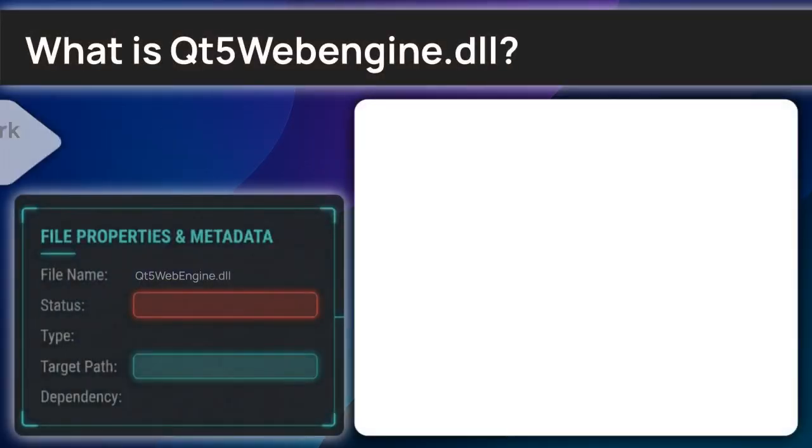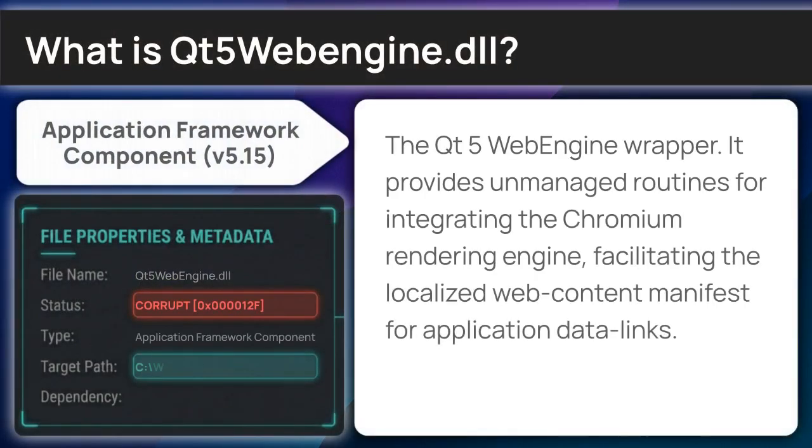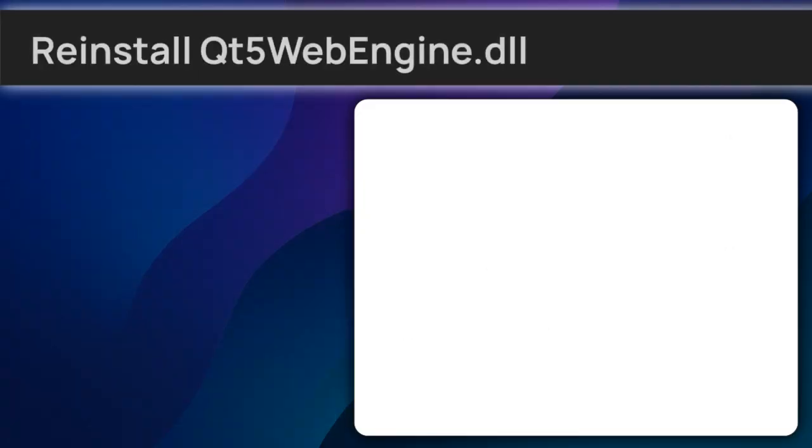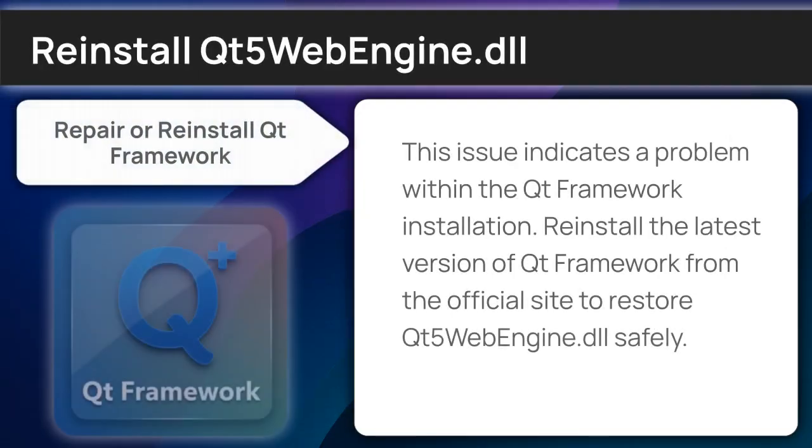This is the Qt5WebEngine, the Qt5WebEngine wrapper. It provides unmanaged routines for integrating the Chromium rendering engine, facilitating the localized web content manifest for application data links. Now that you know how the file works, let's focus on the how and fix the issue. This issue indicates a problem within the Qt Framework installation.